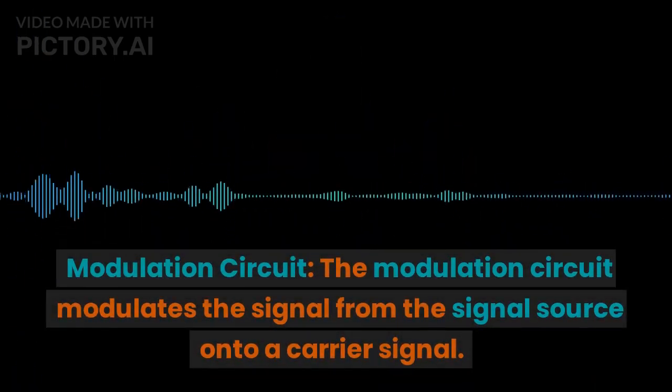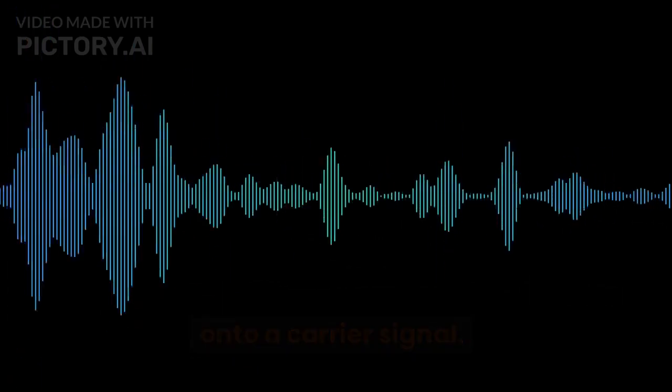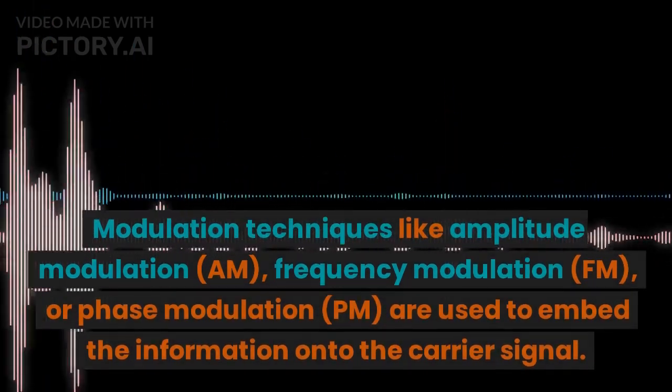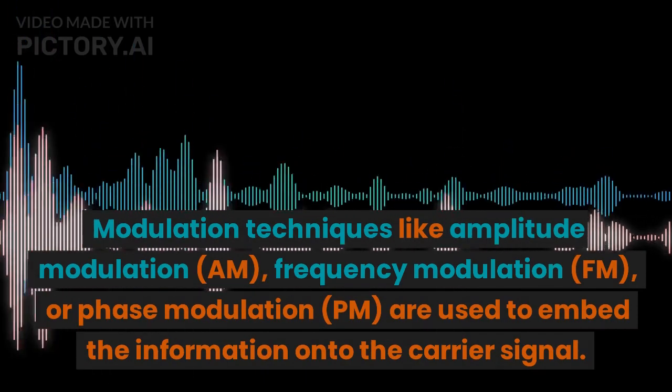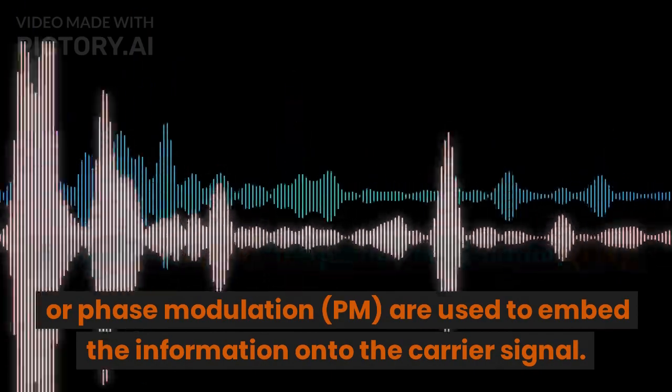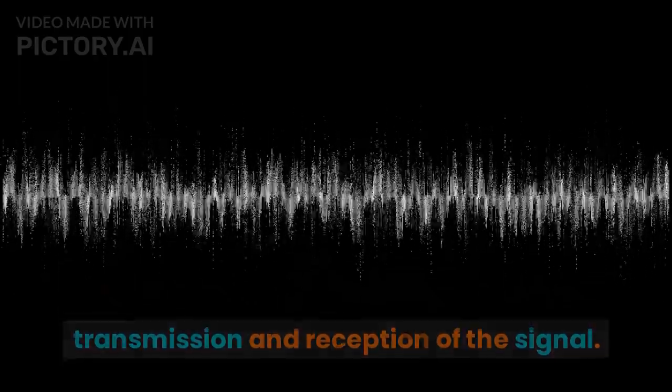Modulation circuit. The modulation circuit modulates the signal from the signal source onto a carrier signal. Modulation techniques like amplitude modulation, AM, frequency modulation, FM, or phase modulation, PM, are used to embed the information onto the carrier signal. This modulation process helps in efficient transmission and reception of the signal.